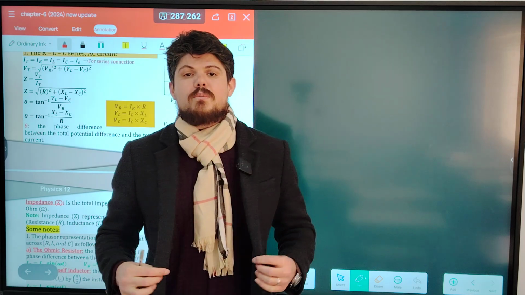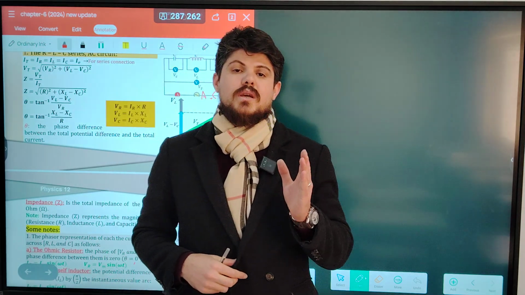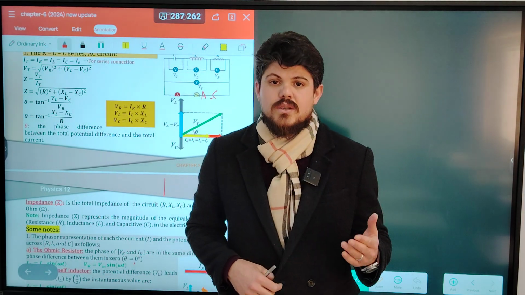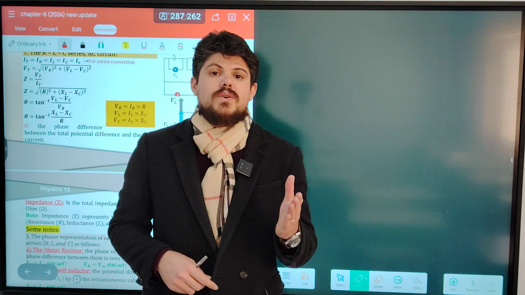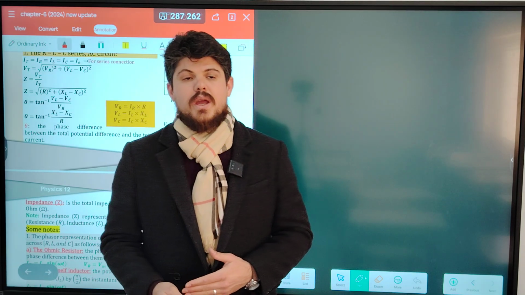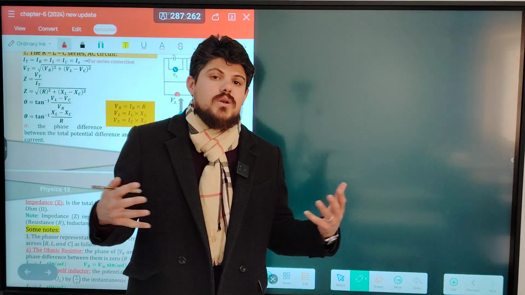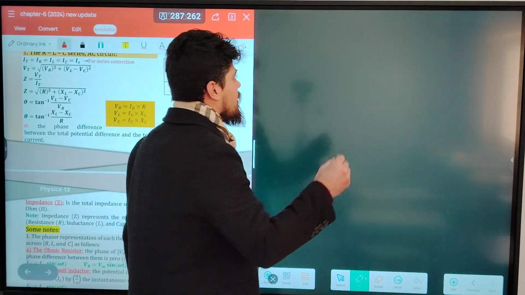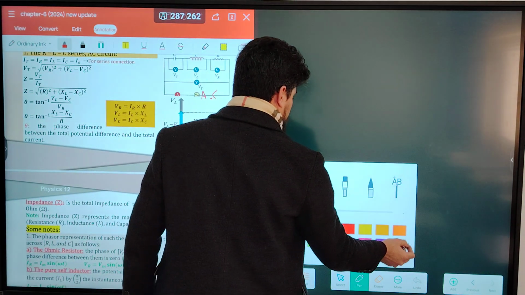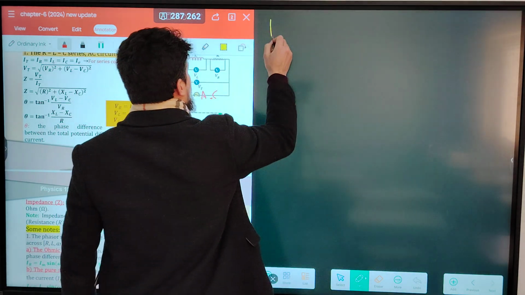And the last one, if you remember, we studied the capacitor in an AC circuit. In a capacitor, potential difference lags behind the current. So we studied them individually, but today's lesson we are solving all of them together. Look, the RLC series connection phasor diagram.